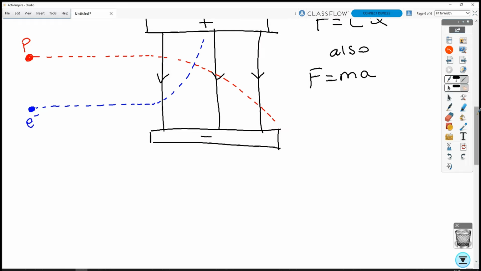So F equals EQ, but then that also equals ma. So EQ over m gives you the acceleration. E is constant because that depends on the electric field between the plates. Q is the same for a proton and an electron. And then it's just the mass that's different. So the mass determines how much acceleration each of these will experience.